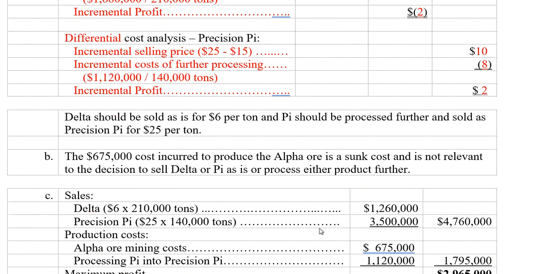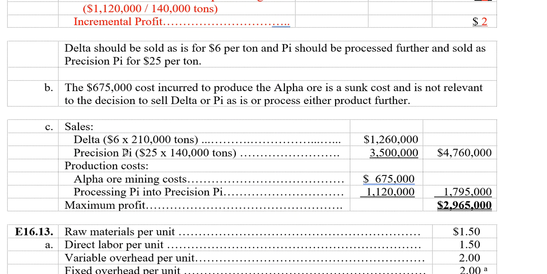Now, understand that the $675,000 cost you incurred to actually pull the alpha ore out of the ground is what the chapter would refer to as a sunk cost. This has really nothing to do with the decision at hand, which is what to do with the product once it's pulled out of the ground. So that's how much the cost was, but it is considered a sunk cost.